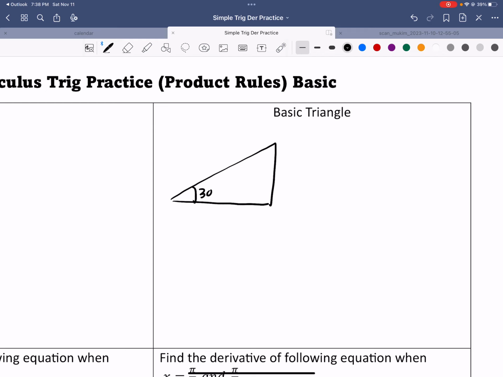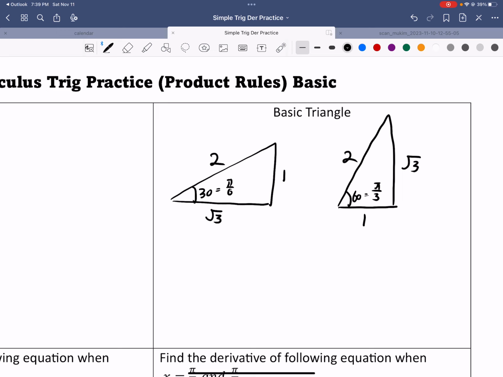One is for 30 degrees, which is pi over 6. For this one, this is going to be 1, this is going to be square root of 3, and that's going to be 2. So remember this ratio. And if you flip it like this, you're going to have another direction. Then it's going to be 60 degrees, which is pi over 3. This time, this is going to be 1 here, that's going to be square root of 3, and that's going to be 2. All right?